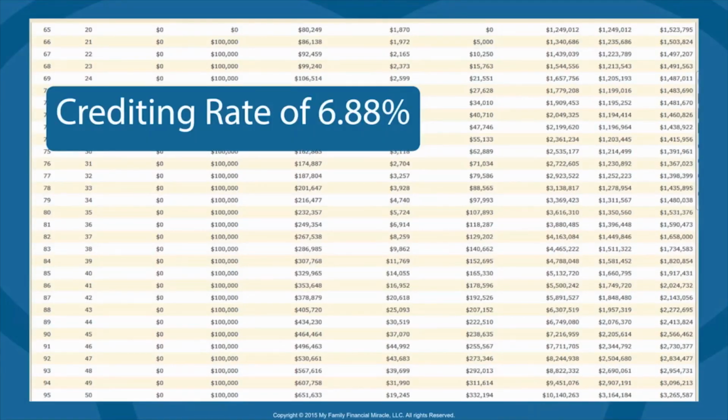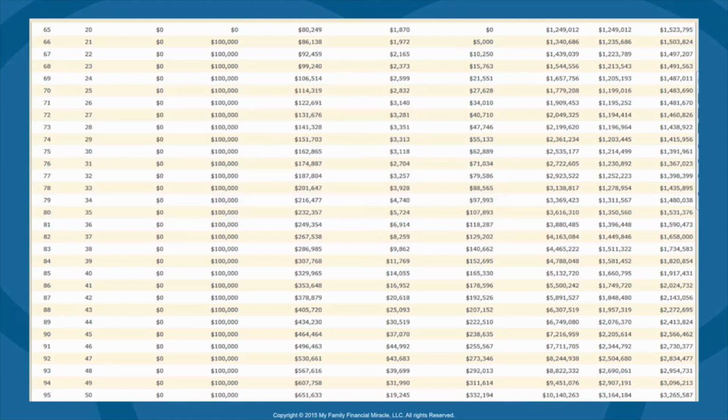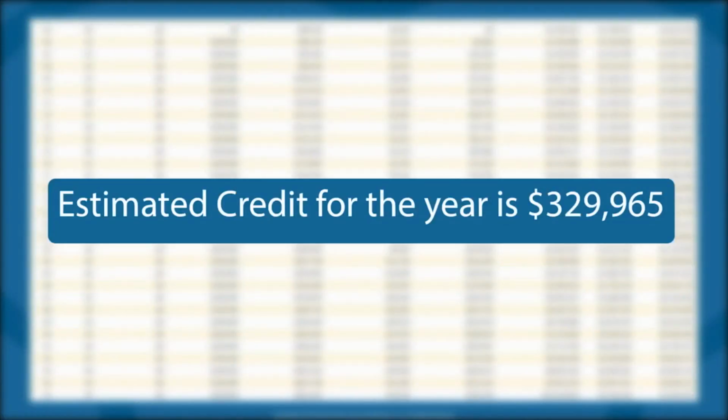We are assuming a crediting rate of 6.88%. $4.8 million times 0.068 equals $330,240. Now that is what I would expect to have credited without expenses. But remember, I'm paying for as little insurance as possible. So our estimated credit for the year is actually $329,965. Not too shabby while I'm out fishing.